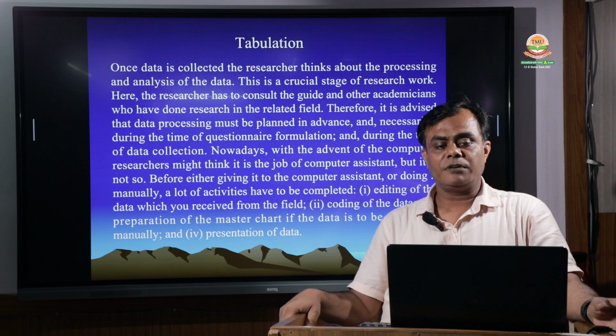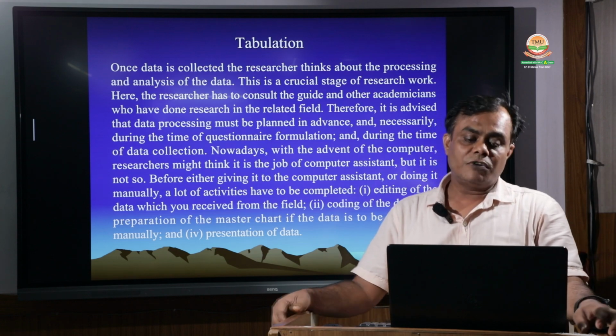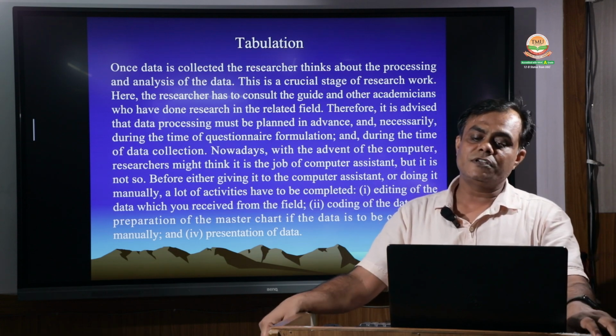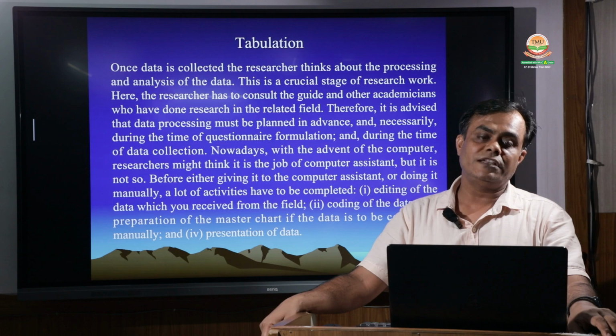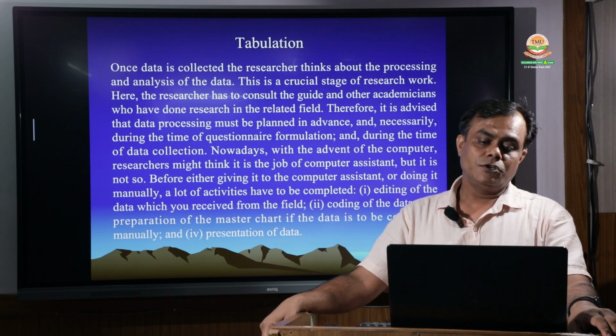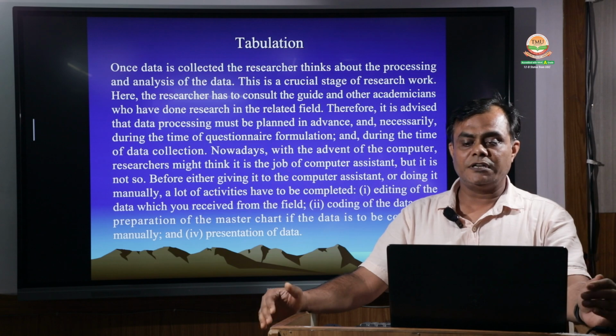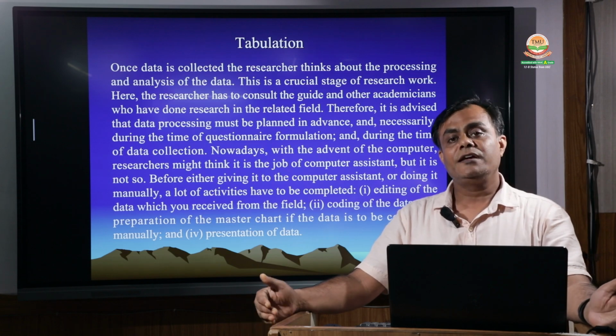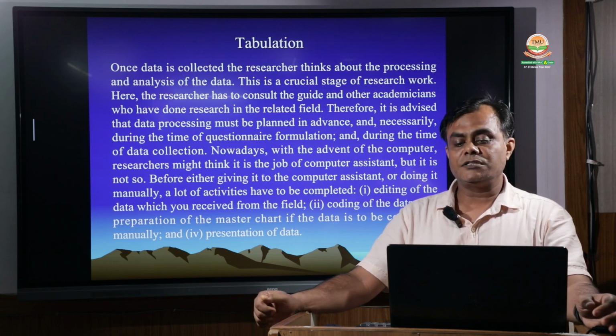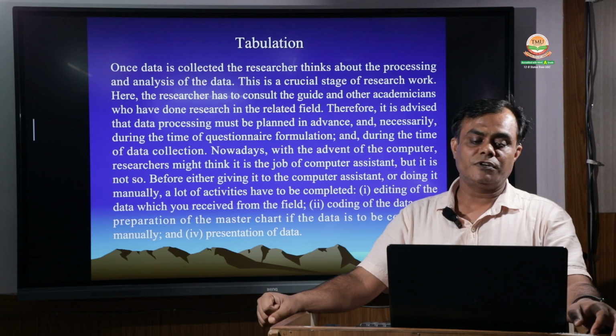So we are just giving a brief on the tabulation. Once data is collected, the researcher thinks about the processing and analysis of the data. As we are finalizing the collection of data, the next step is the processing and analysis of data, and this is a crucial stage of the research work.